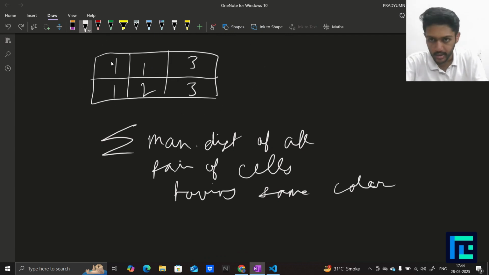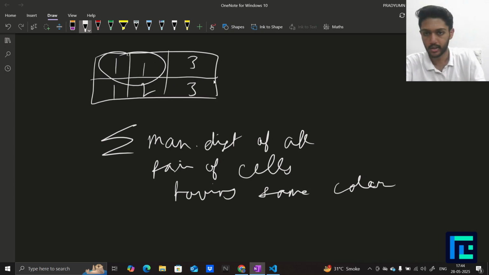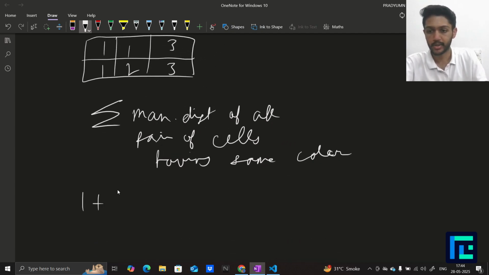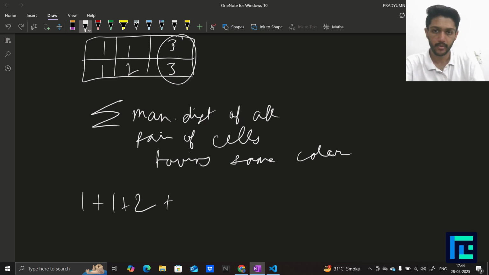So in this case, we have 3 ones, right? So we can have this pair, this pair, and this pair. The distance for this pair is just 1, so we have 1 plus. Then for this pair also the distance is 1, and for this pair the distance is 2. Then we have only a single 2, so we have no pairs. And we have 2 threes, so only a single pair. For this pair, the distance is 1.